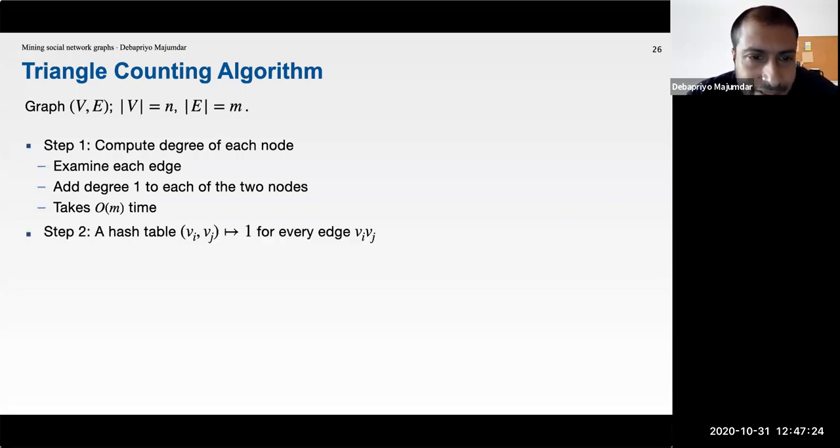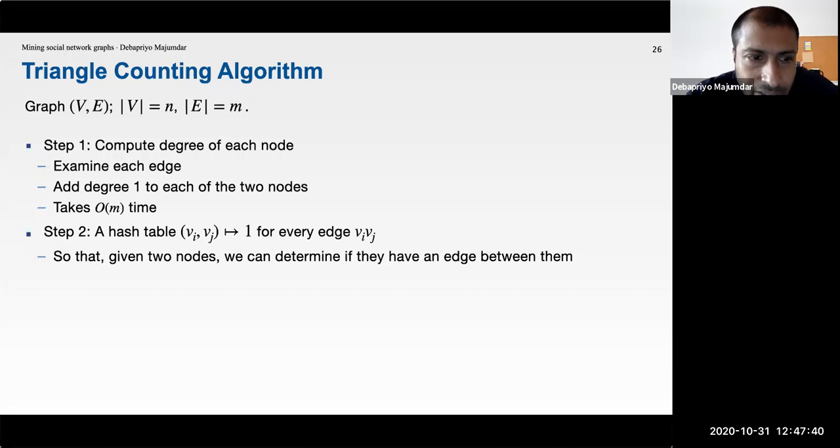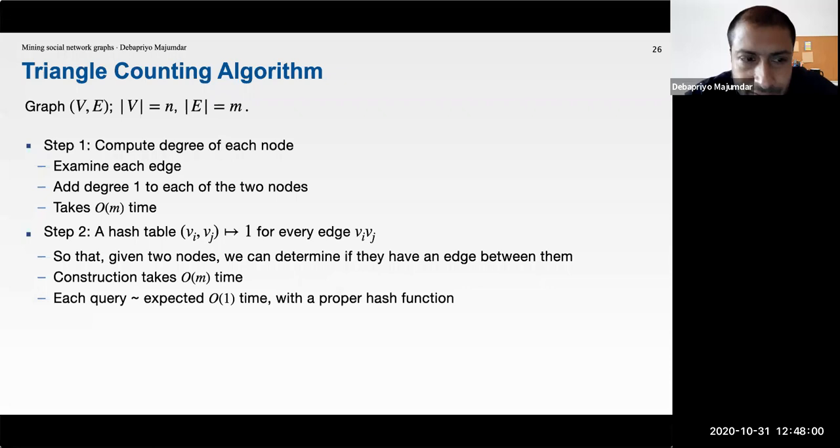Step two, we create a hash table. (vi, vj) hashes to 1 for every edge (vi, vj). It's just a dictionary kind of thing, because I want to check whether an edge exists or not. Given two nodes, we can determine if they have an edge between them. This construction also takes order m time because you go through the edges, and for every edge you create an entry in the hash table. After this, each query is expected to take order one, constant time, with a proper hash function. So essentially, we have spent order m time, and later we can check in constant time whether an edge exists given two vertices.